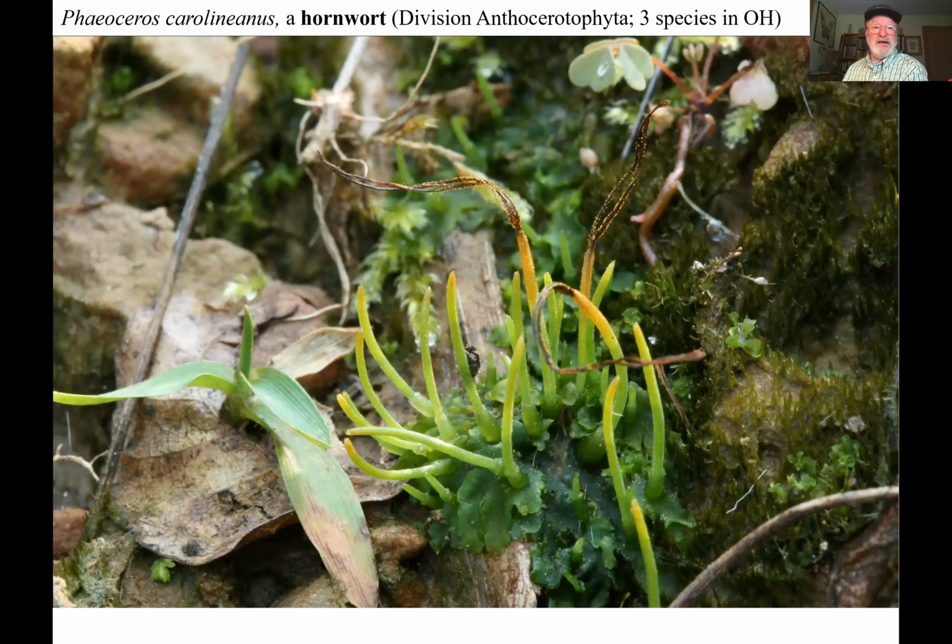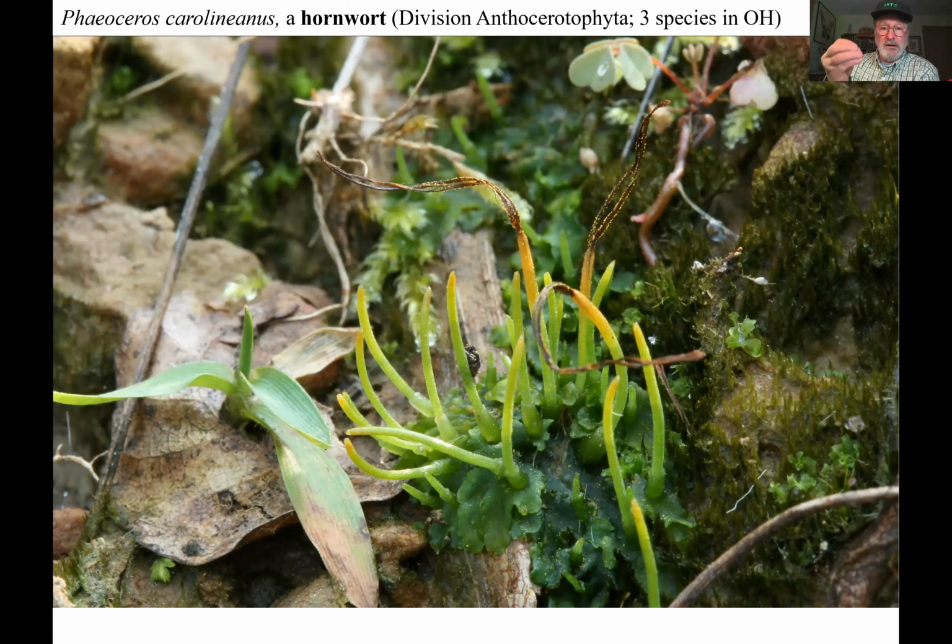This Phaeoceras carolinianus is growing on a gas line right-of-way, a newly excavated path through forest, where a gas line was buried, and on the bare soil is where this hornwort grows. So the thing about hornworts is the gametophyte is sort of irregular and thalloid, kind of like a thalloid liverwort.